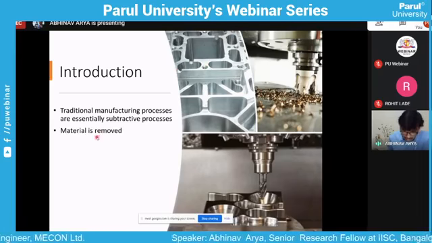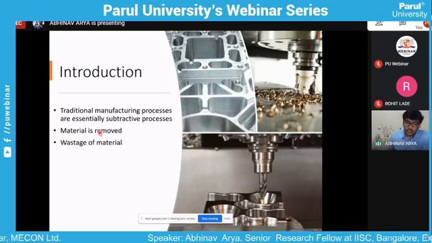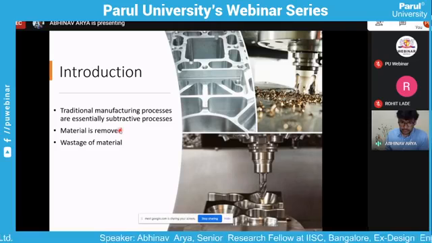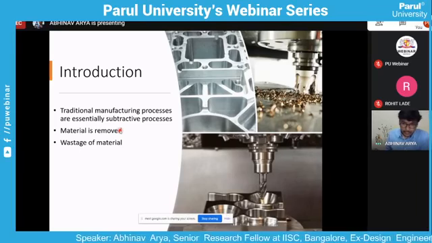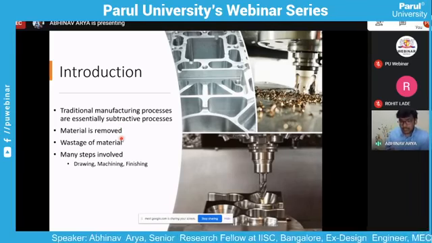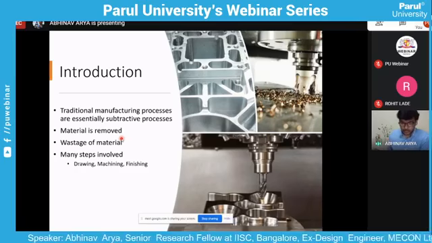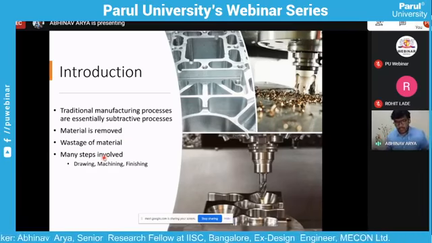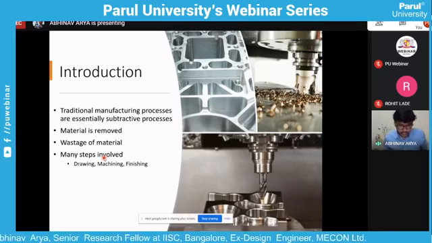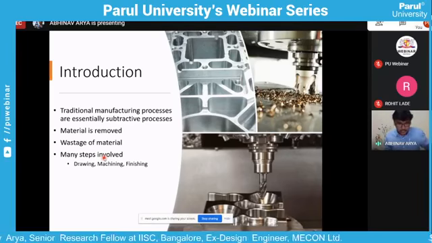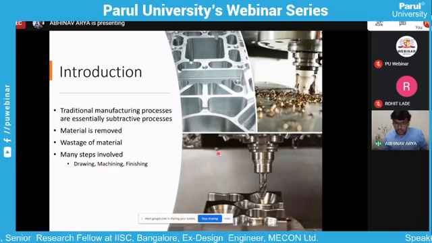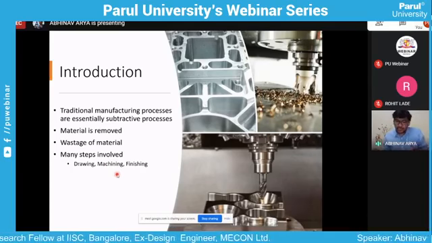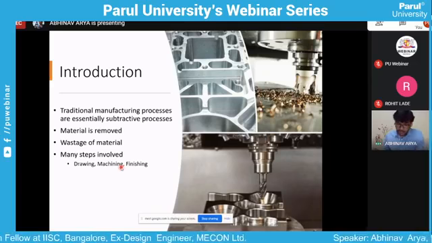So what happens is we remove the material, so the wastage of material is very high in all the traditional manufacturing processes. And there are many steps involved in producing a finished product. Like if we want to make any component of any frame or anything, then there will be drawing, rolling, all those steps. Then there will be machining like this, and after that there will be finishing. So all these steps are involved to get a final product.